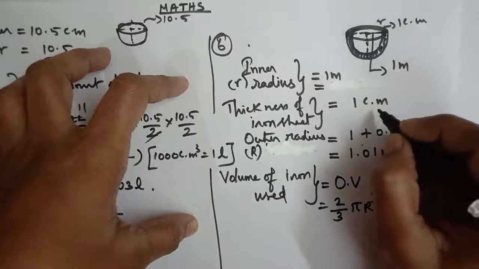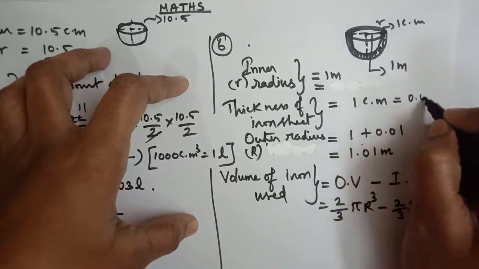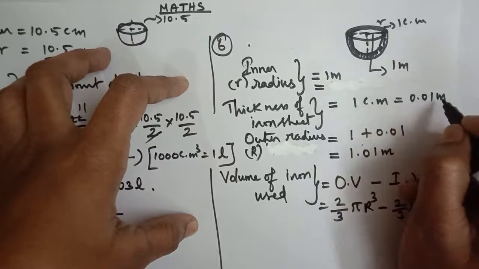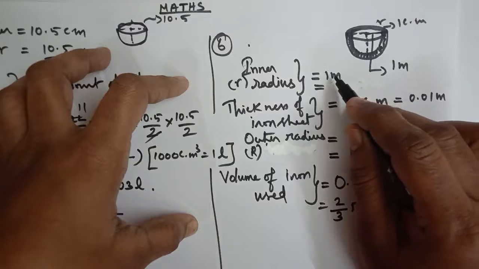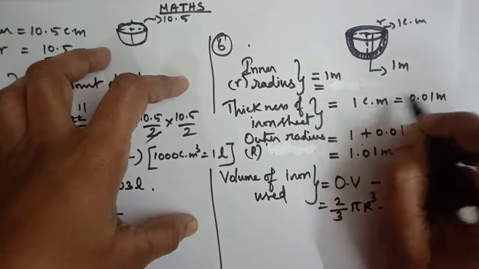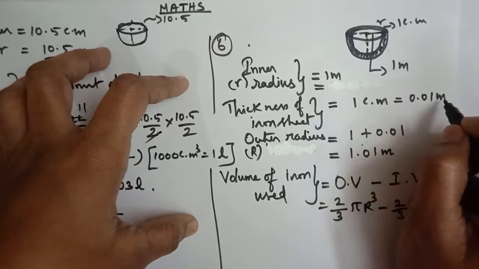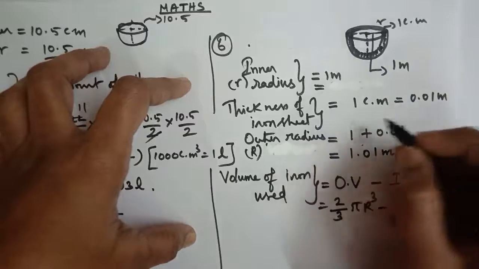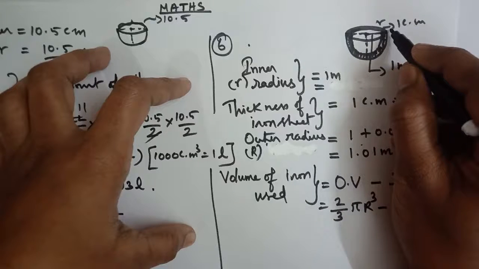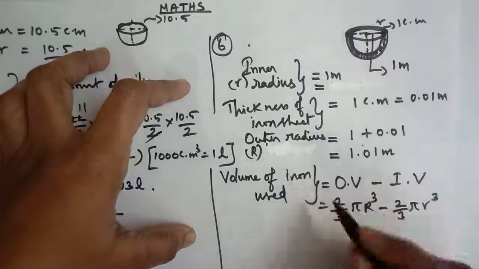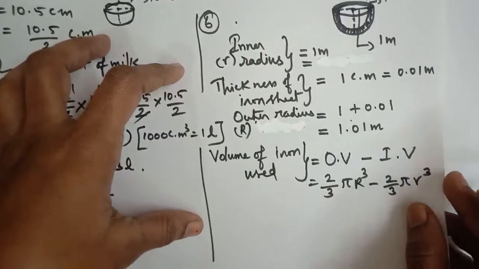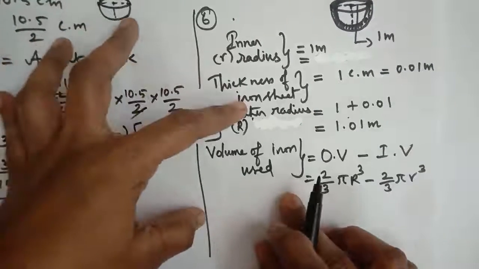Here students listen, 1 centimeter is 0.01 meter. You should convert it into meter because the other measurement is in meter, so convert centimeter into meter. That is 0.01 meter because 100 centimeter equal to 1 meter. So outer radius is equal to this 1 meter plus this 0.01 meter. At last outer radius capital R is equal to 1.01 meter. Is it clear?